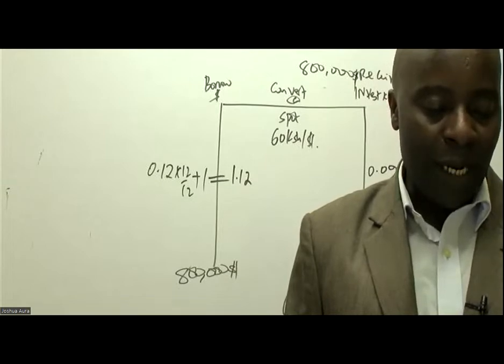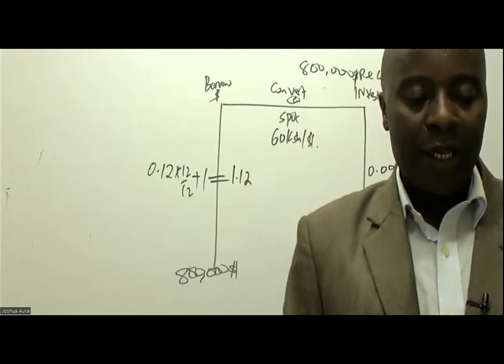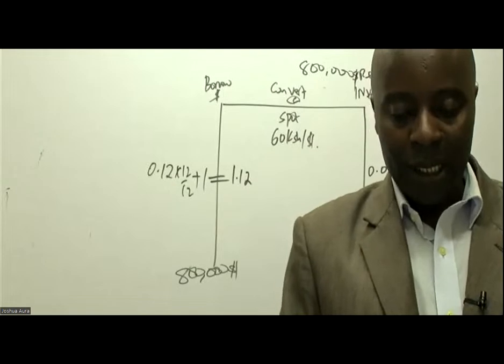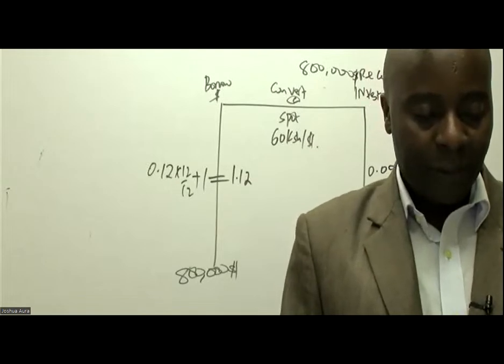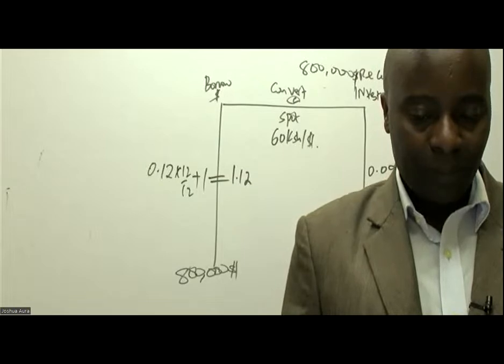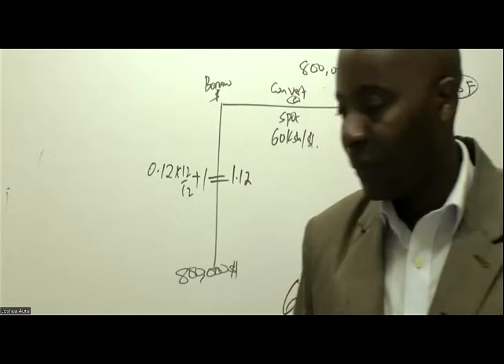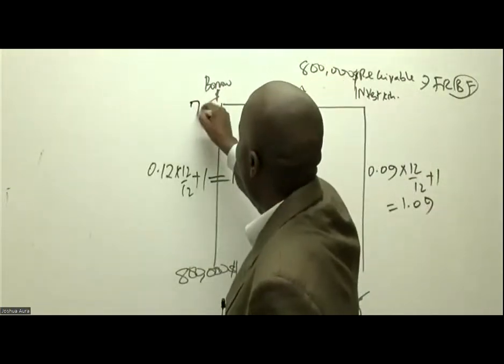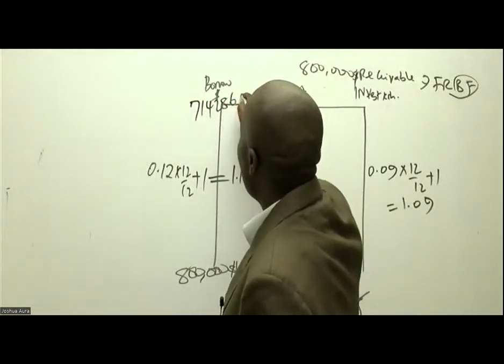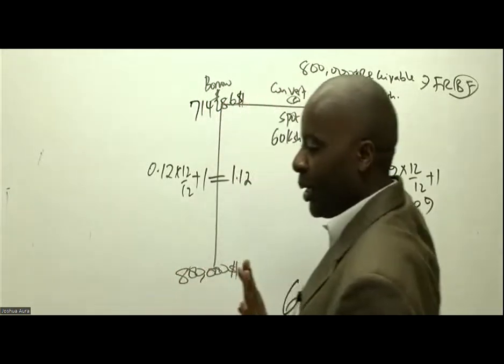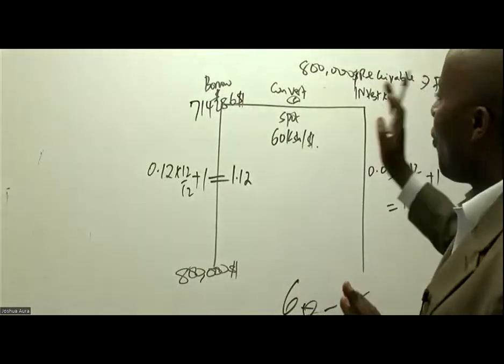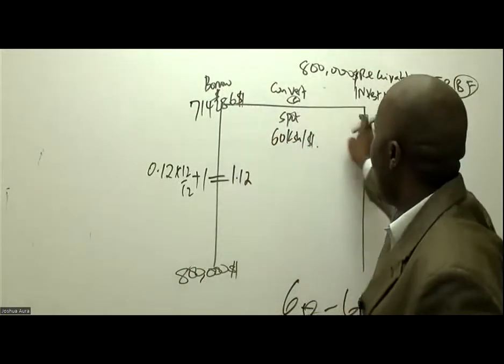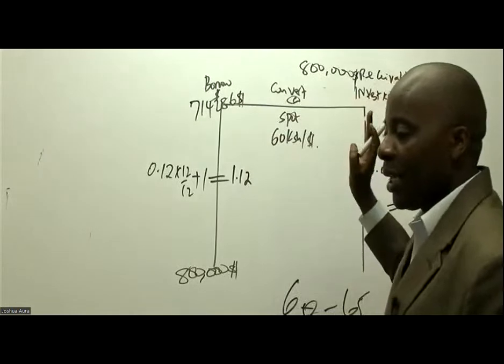Could you kindly divide and give me an answer? Yeah, $714.26. Whole number. Great. Now from here to here, we have an exchange rate.